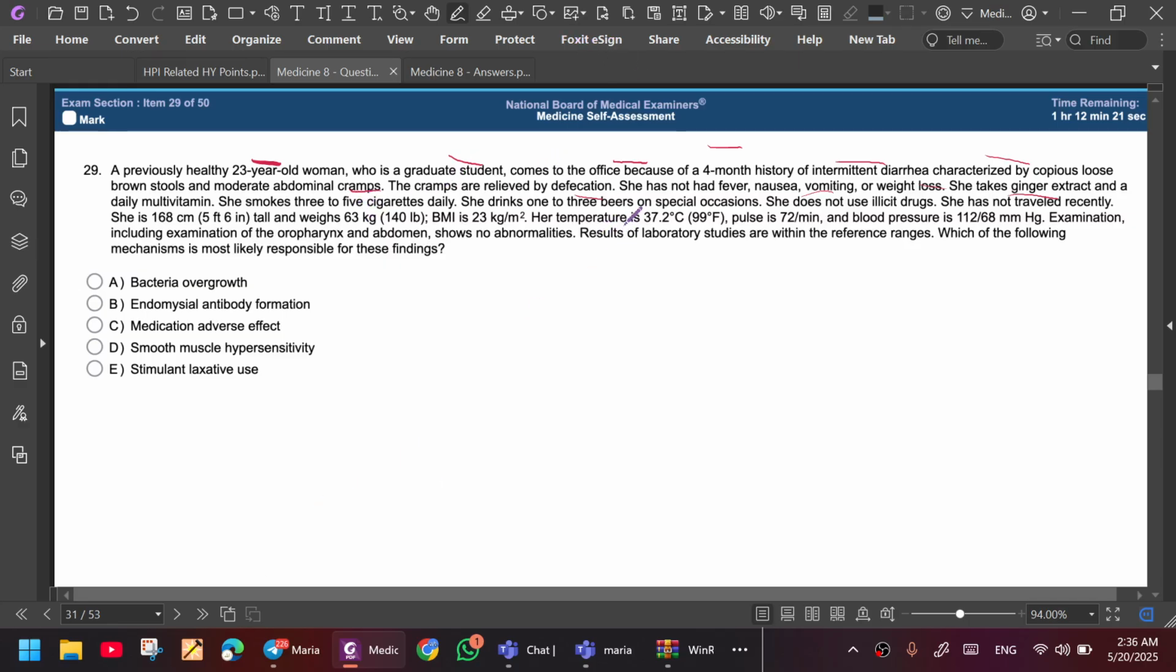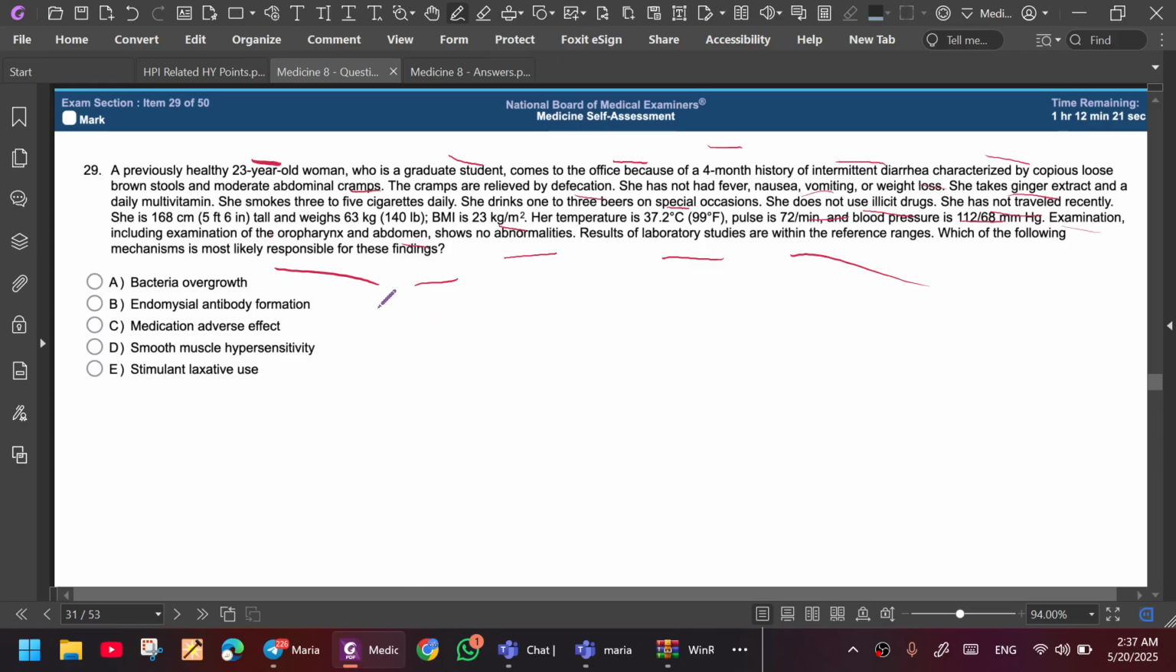She drinks 1 to 3 beers on special occasions. She does not use illicit drugs. She has not traveled recently. She is 5 feet 6 inches tall, weighs 63 kg, BMI is 23, temperature is 99, pulse is 72, blood pressure is 112 by 68. Examination of the oropharynx and the abdomen shows no abnormality. Results of the lab are within the reference range. Which of the following is most likely responsible for these conditions?